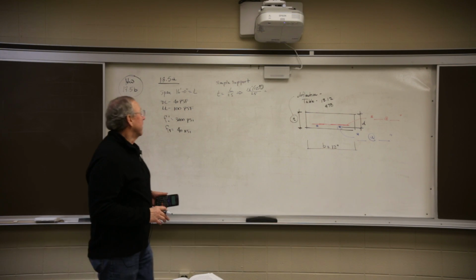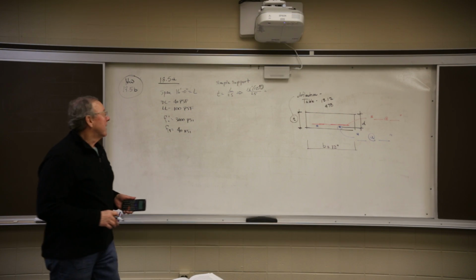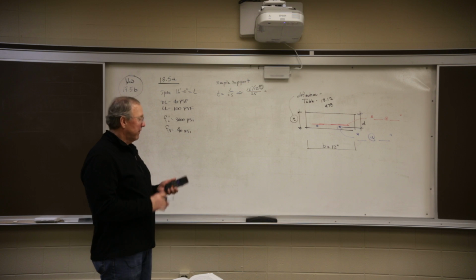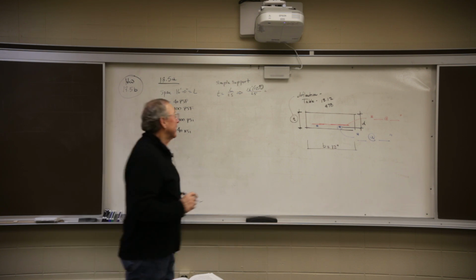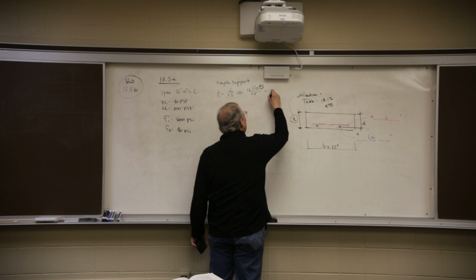Okay, I got my calculator now. We're going to multiply 16 times 12 and divide it by 25. 16 times 12 equals 192, divided by 25 gives me 7.68 inches.